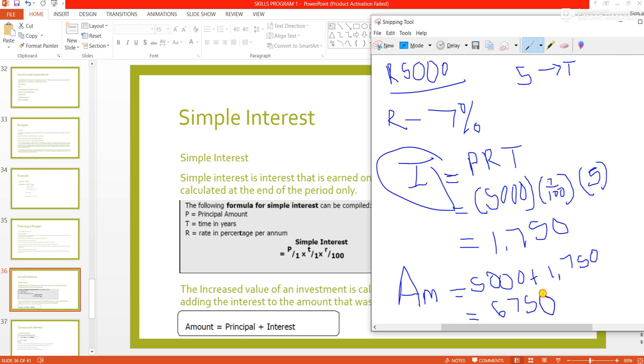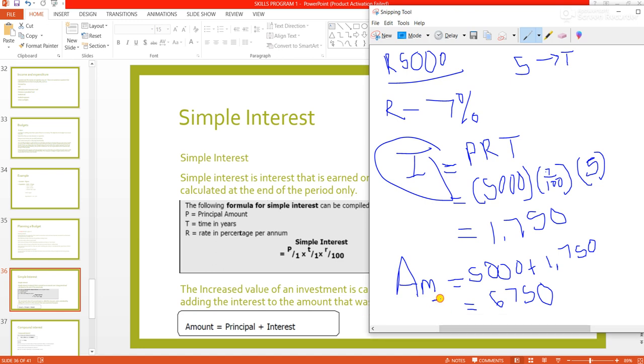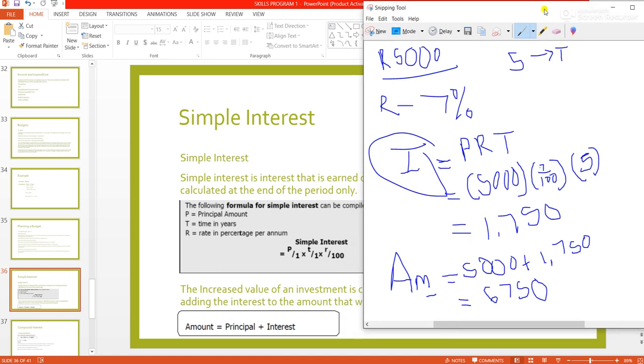So this is the amount that you will pay for the next 5 years. That's it in terms of simple interest. Now you just have to play around with the formula that you have. This formula and the one that I've derived are the same thing. There's nothing complicated with it.